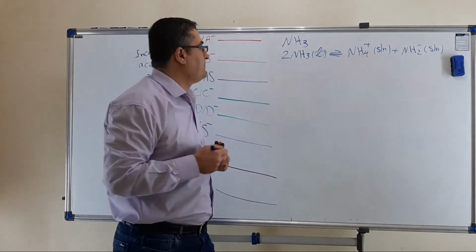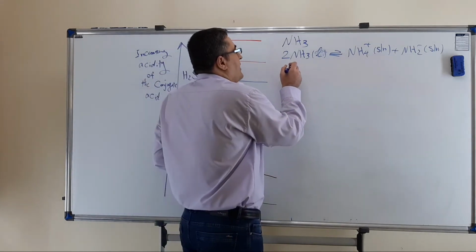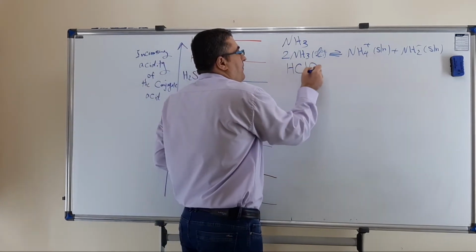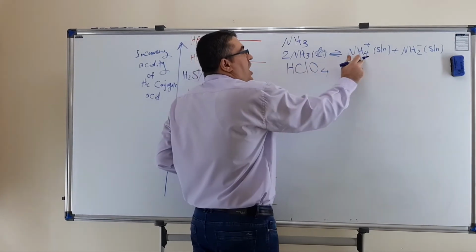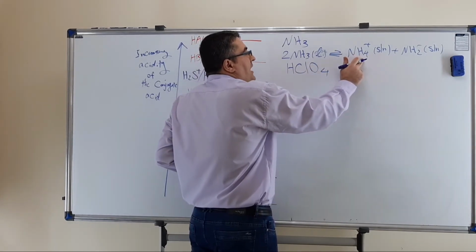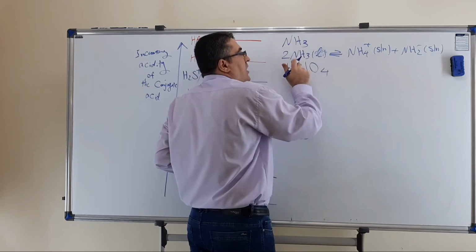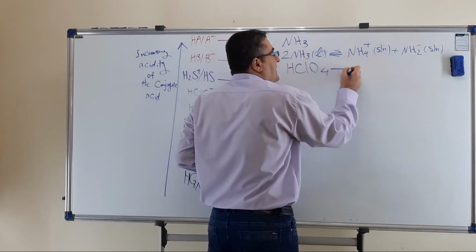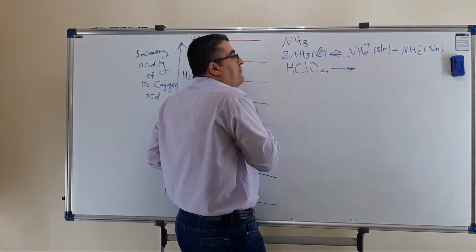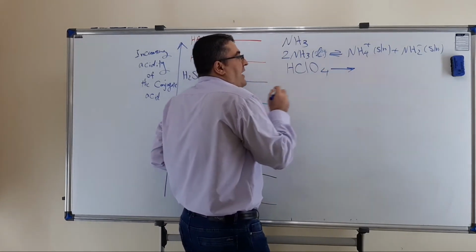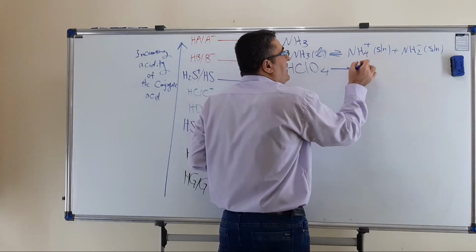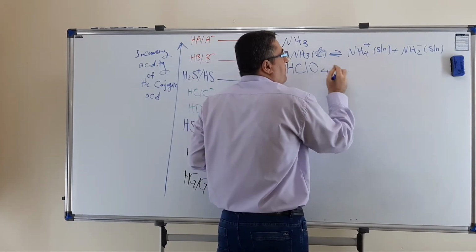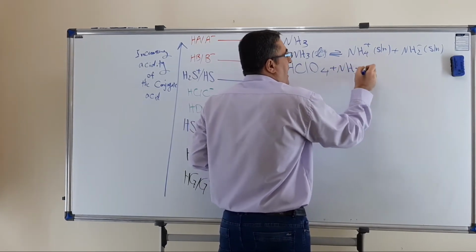For example, perchloric acid is an acid stronger than the ammonium cation, the conjugate acid of the solvent. So in ammonia, perchloric acid has a complete acid dissociation reaction, and it is leveled with the ammonium cation.